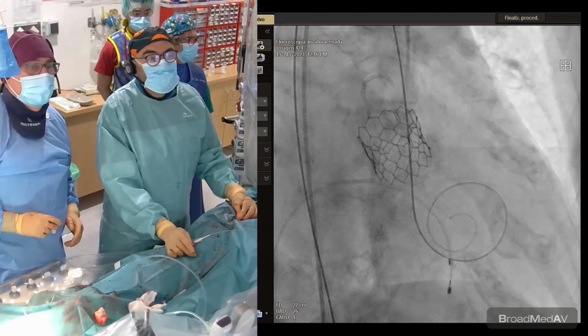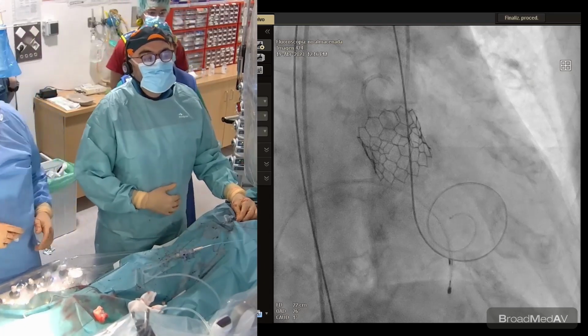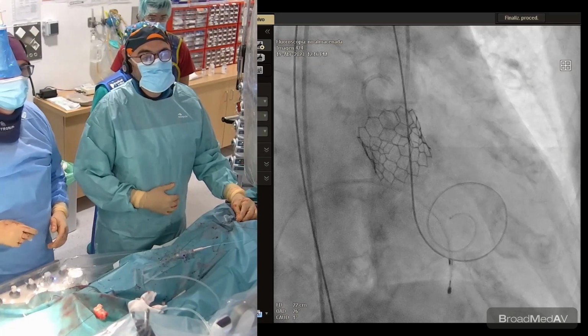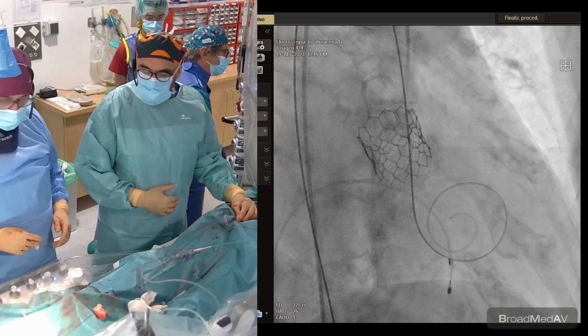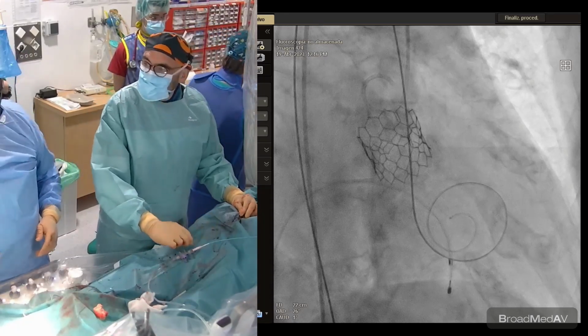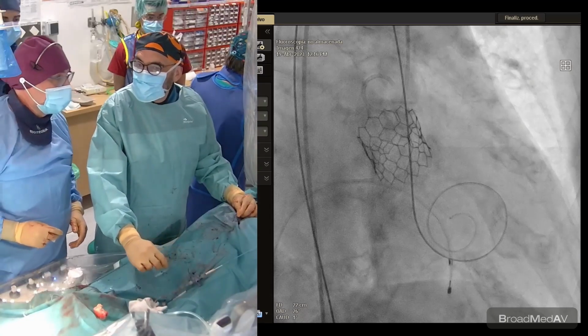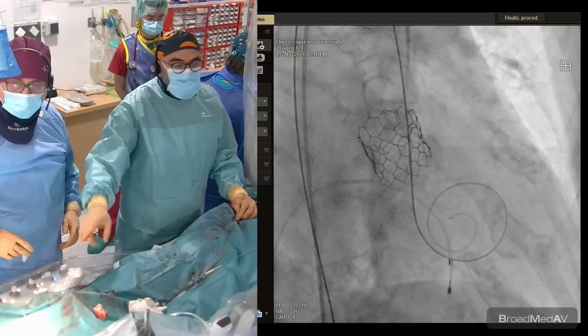You have to know that we are now in the cath lab. It's a new cath lab that we have had since one week ago. So this is one of the first cases we are doing here. So it is an important day for us also.